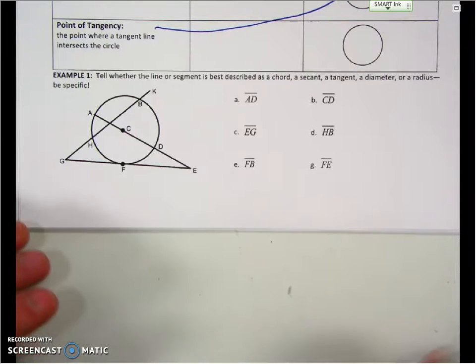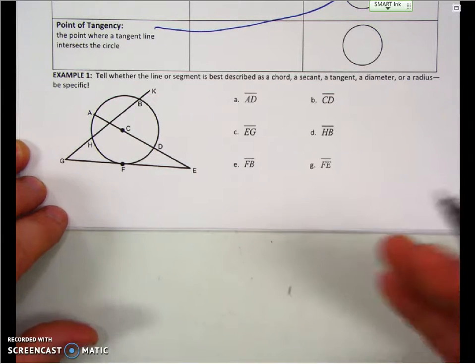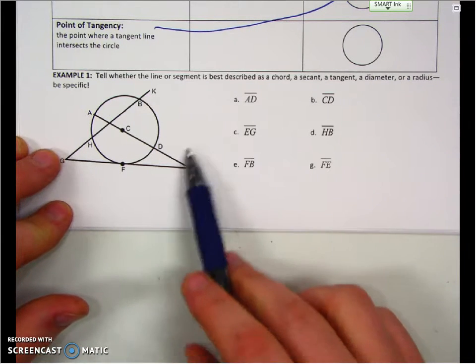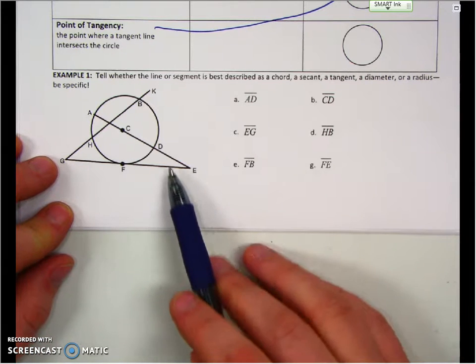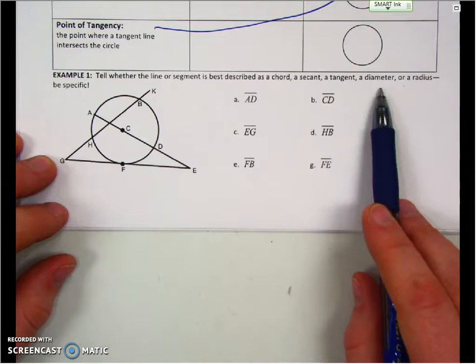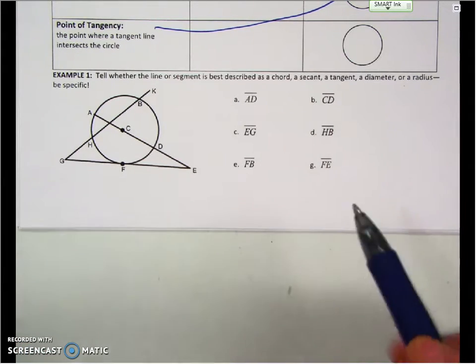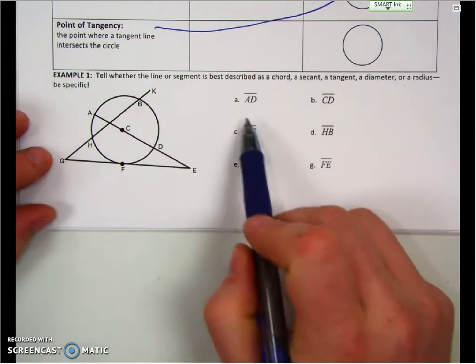All right, let's go through an example real quick. Here we're just trying to identify which one of those vocabulary terms best describes different line segments in the circle. Of course, we've got a chord, secant, tangent, diameter, radius. You definitely know what a diameter and radius are. Now, we want the most specific term to describe each of these line segments.